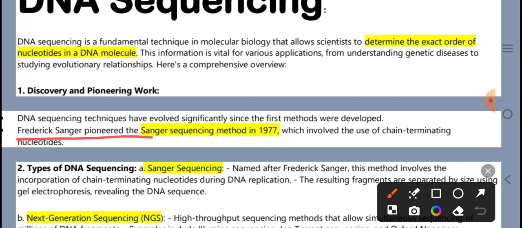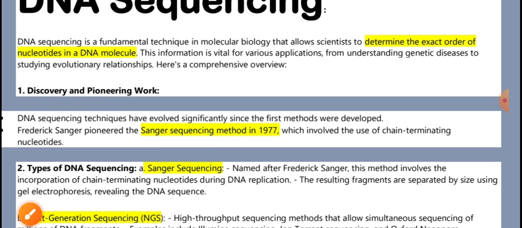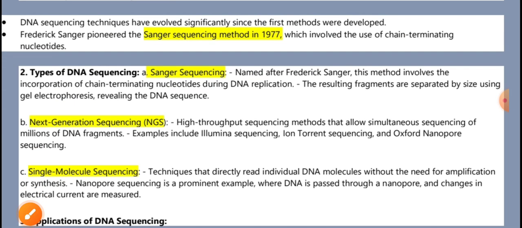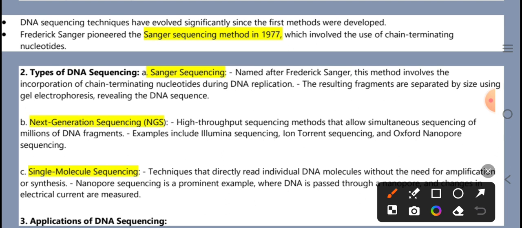Now who is related to DNA sequencing work? So most importantly, Frederick Sanger. He pioneered the Sanger sequencing method in 1977, so it is also important. Now there are different types of DNA sequencing like Sanger sequencing, which was discovered by Frederick Sanger, then next generation sequencing and single molecule sequencing.